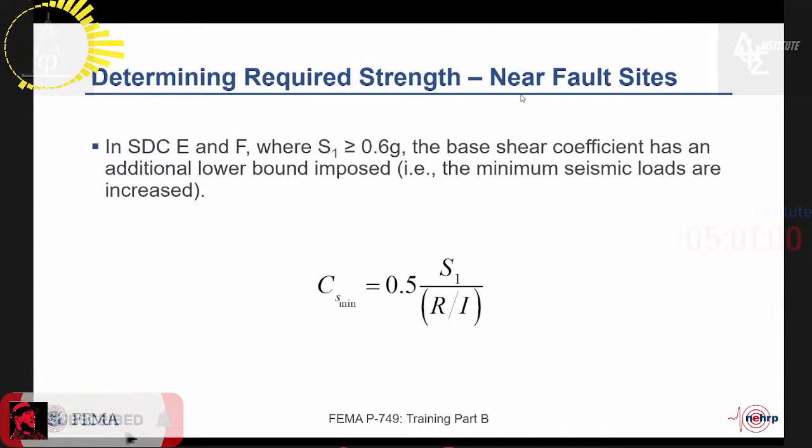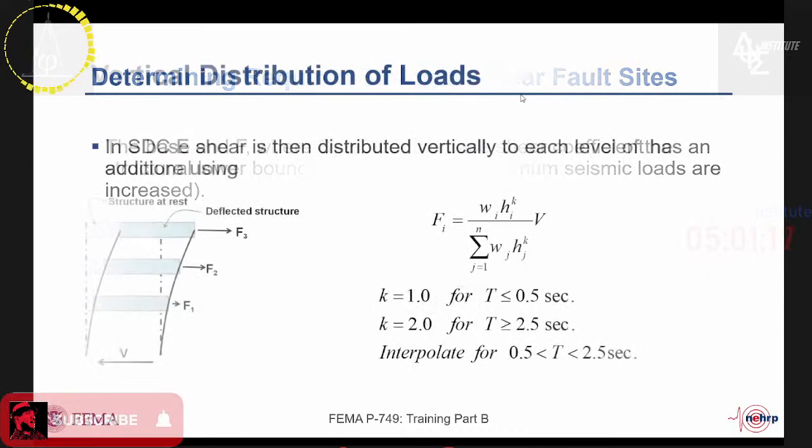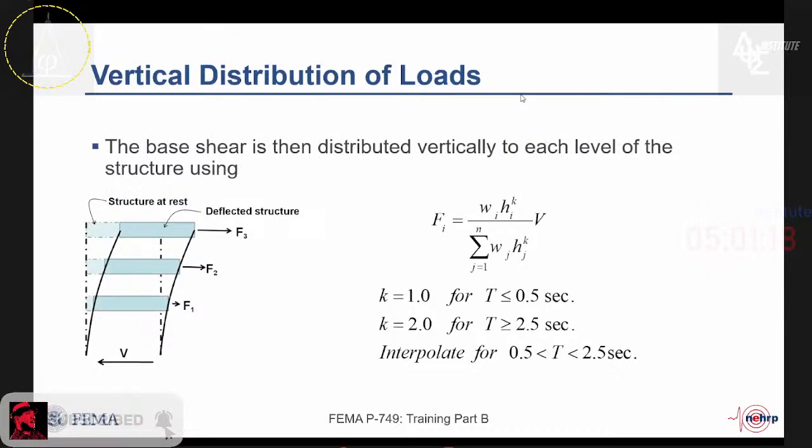In seismic design categories E and F, where we're near a large fault capable of producing large magnitude earthquakes and very large seismic forces, there's also a requirement that C sub S not be less than 0.5 times the S1 coefficient divided by R over I. And that latter formula typically controls the design of taller buildings. Once the base shear force V is determined, we determine the seismic forces at each level as a function of the mode shape of the structure, which is approximately represented by the formula that you see here, where K is a function of the structural period.